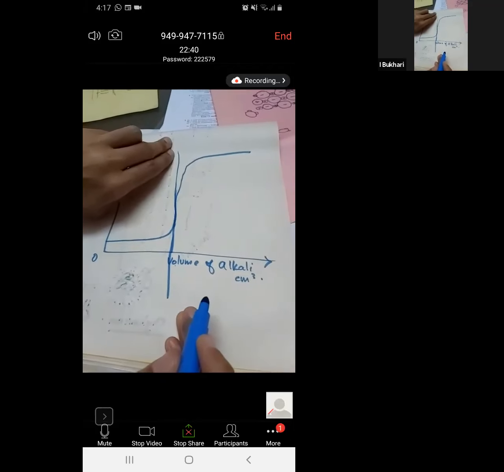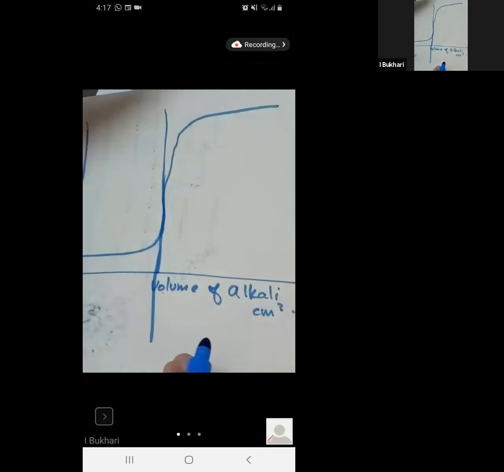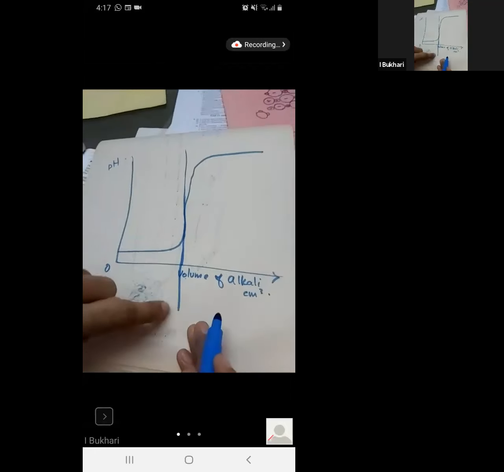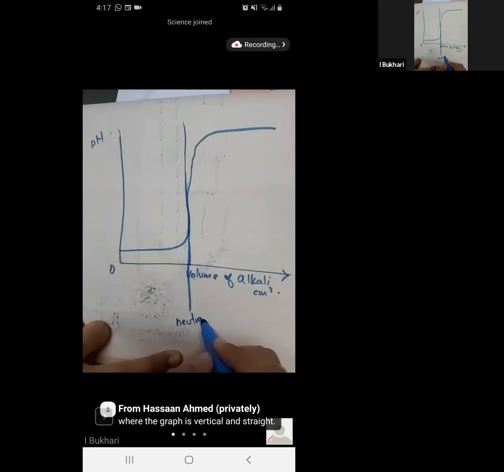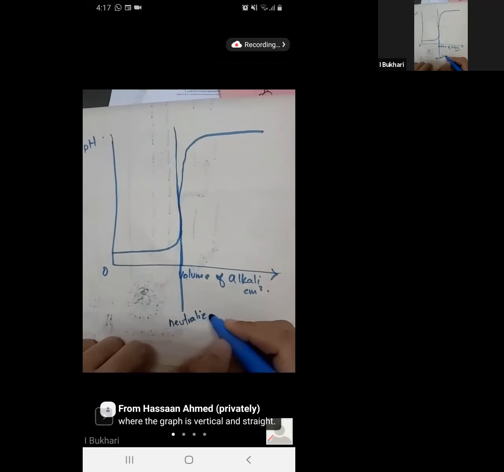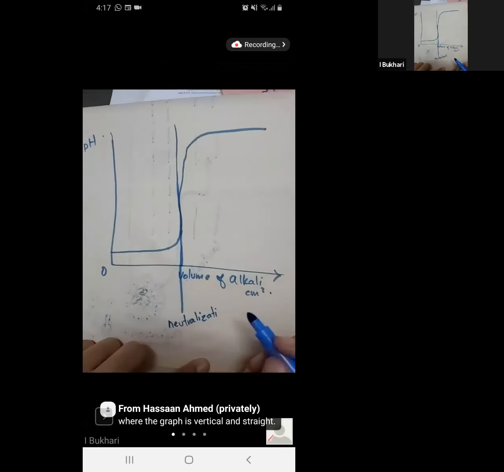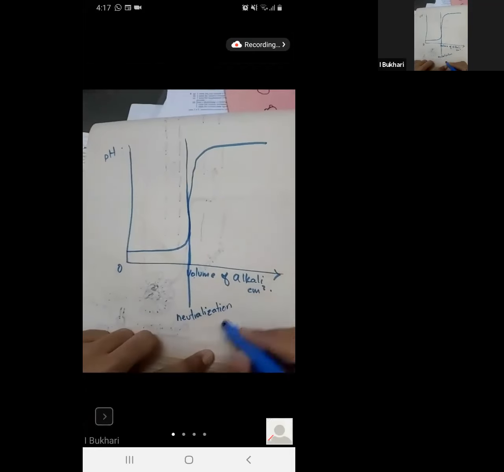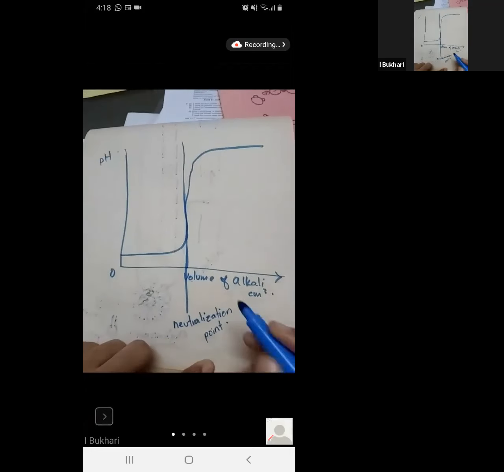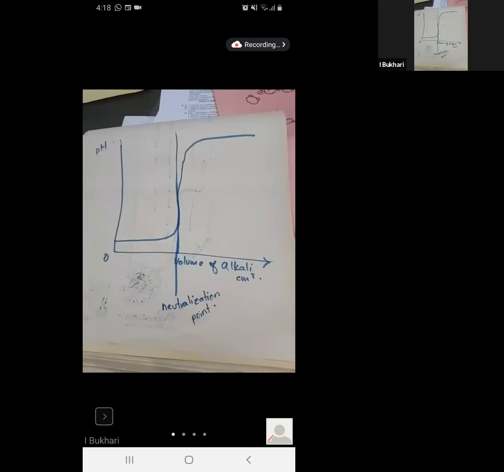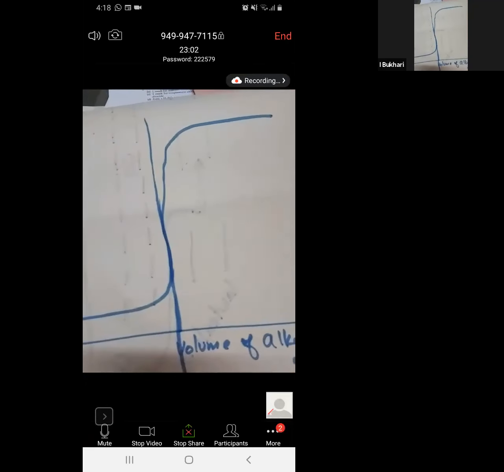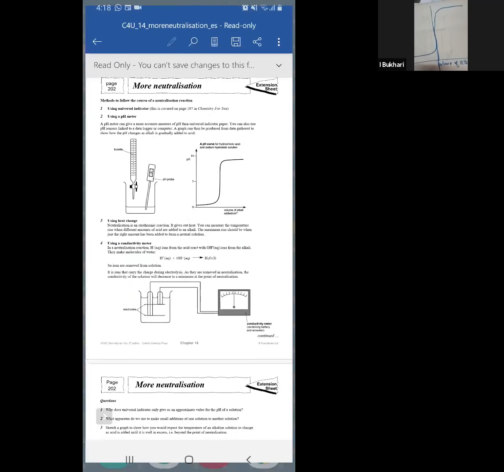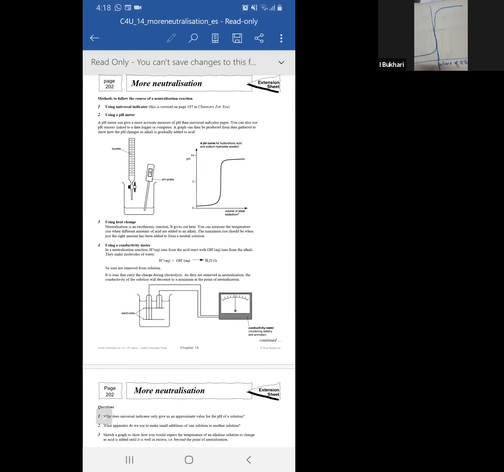Okay, so that's how. At this point of the graph, where the graph is vertical and straight, you know that neutralization has completely finished. Yes, Hassan. So this is our neutralization point on the graph. Now, let's move on. Now, this was pH, right?